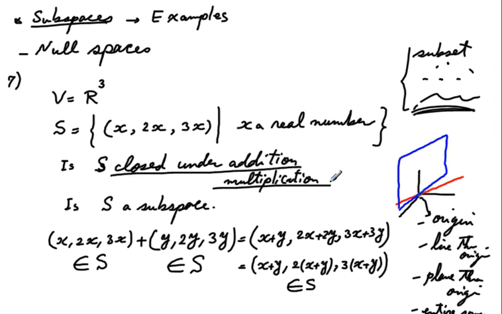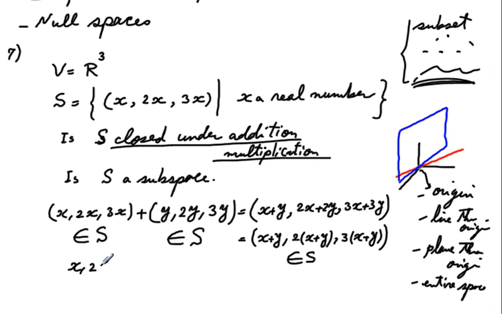Is it closed under multiplication? Well, if I take x, 2x, 3x, some member of the set S, and multiply it by some scalar. Let's choose our scalar to be some number t. What do I get?